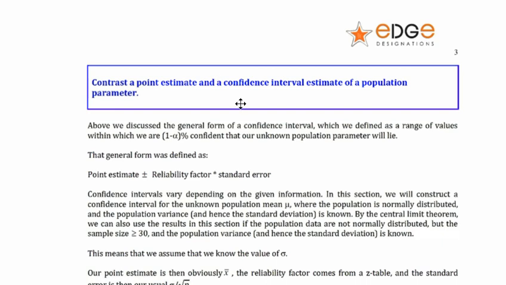Okay, we start on to page number 3, and it says contrast a point estimate and a confidence interval. Now remember again, we are working with a sample. We'll look at a nice example. We saw this, guys, remember, in learning module 4. It does come up here again.